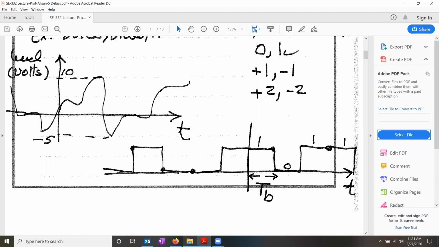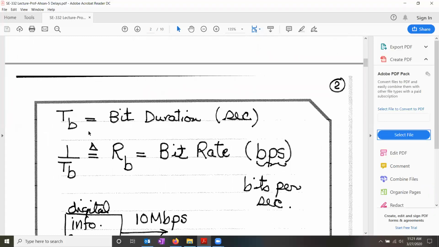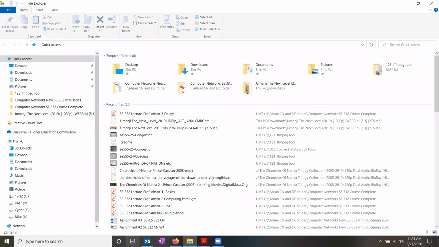Sir, then the formula will remain the same for both, right? The formula for bit duration will remain the same. For example, if TB is the bit duration, then 1 over TB is the bit rate. Bit rate is the reciprocal of bit duration. Let me show you another diagram.